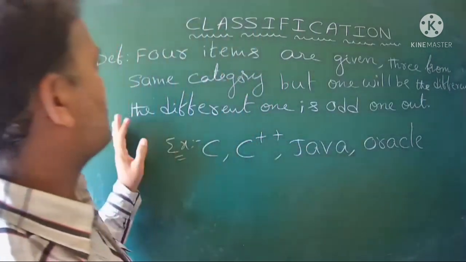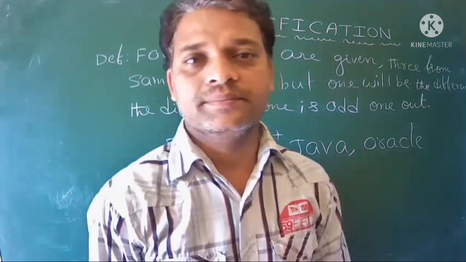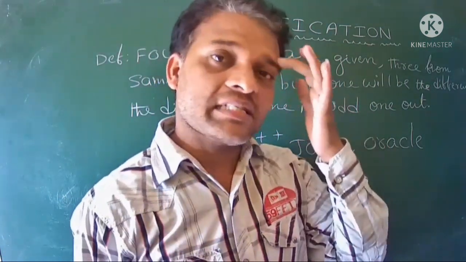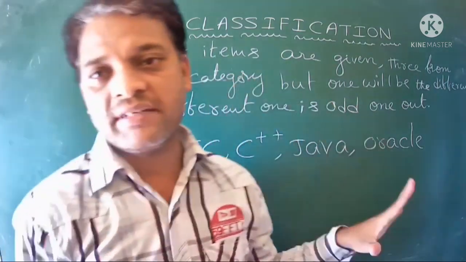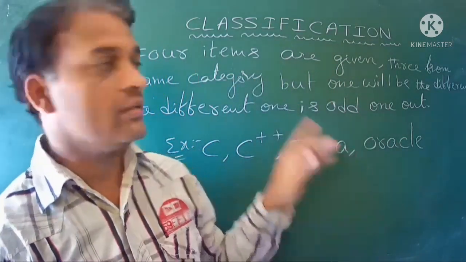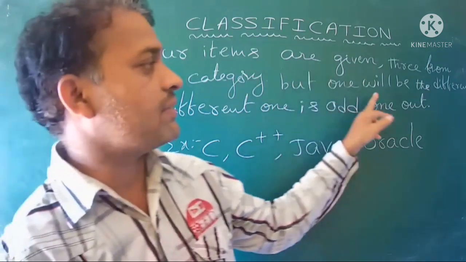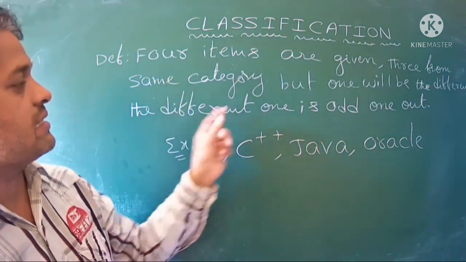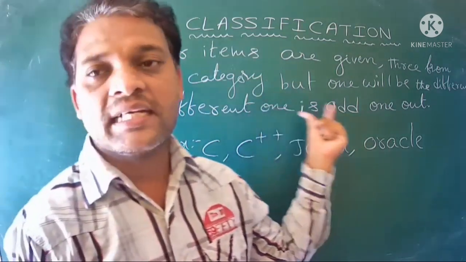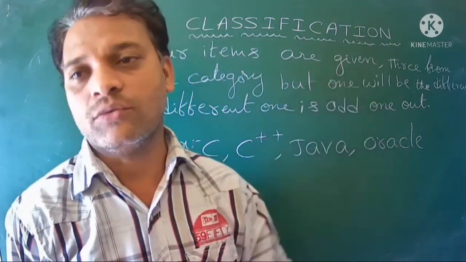Okay, today my topic is classification. So what is the definition of classification? Here 4 items are given. From that, 3 are from the same category and one of the items is from a different category. So that is called the odd one out.